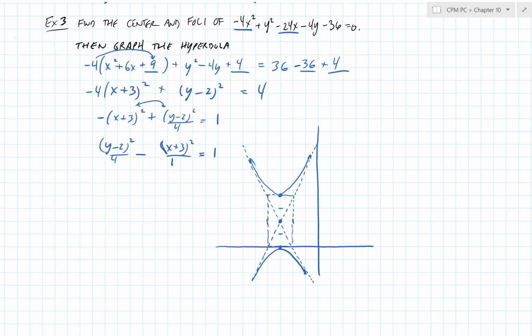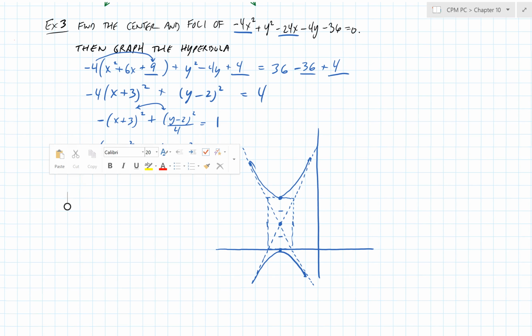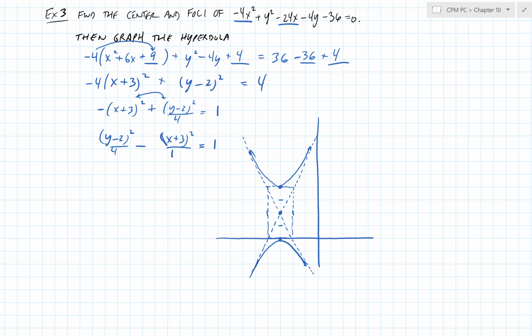And that's it. It just said graph the hyperbola. So there's our graph, the solid blue. Okay, any questions? How do you complete the square quickly?